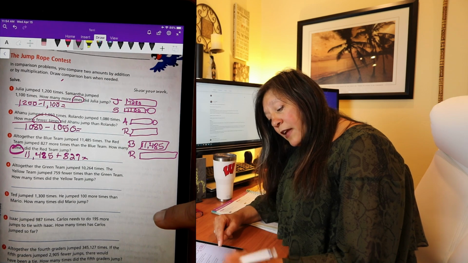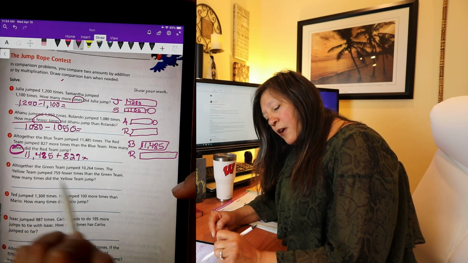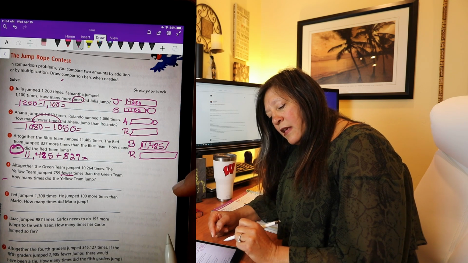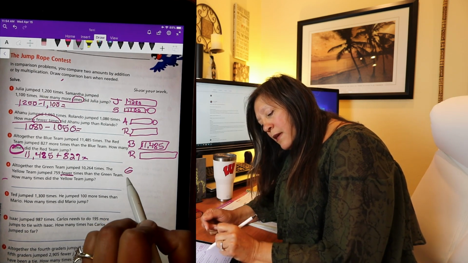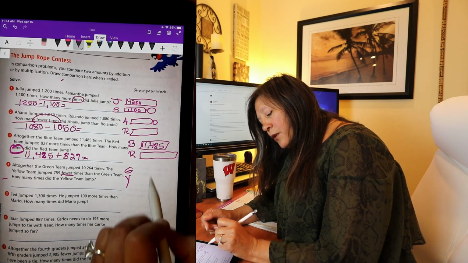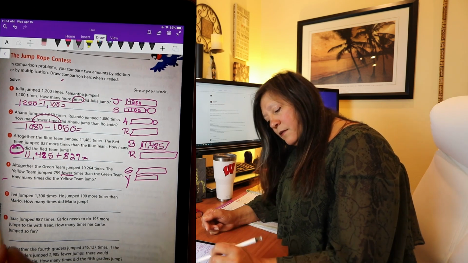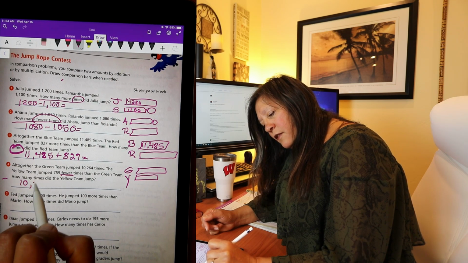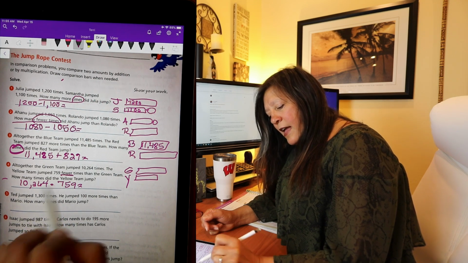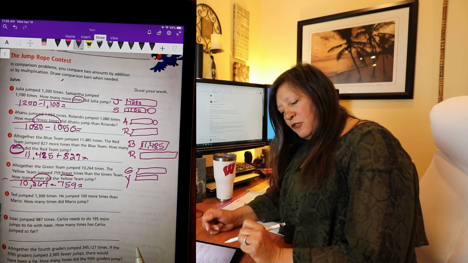Number four, altogether, the green team jumped 10,264 times. The yellow team jumped 759 fewer. There's a key word there that tells us subtraction. Again, we can compare the green team and the yellow team. The yellow team jumped 759 fewer than the green team, so that means the yellow bar is going to be smaller. So you're going to take 10,264 minus 759, and that is going to give you how many times the yellow team jumped.